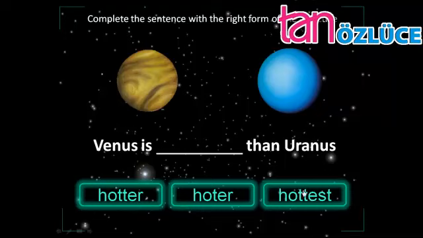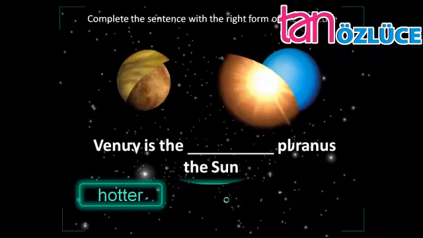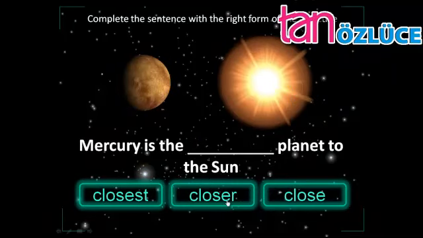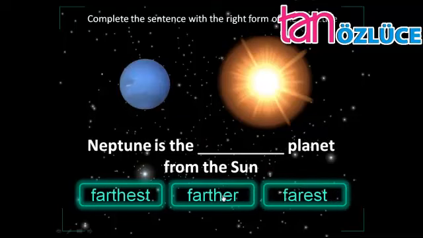Venus is hotter than Uranus. Okay. Mercury is the closest planet to the Sun. Neptune is the farthest planet from the Sun. Here we use the superlative form of far. It's farthest.